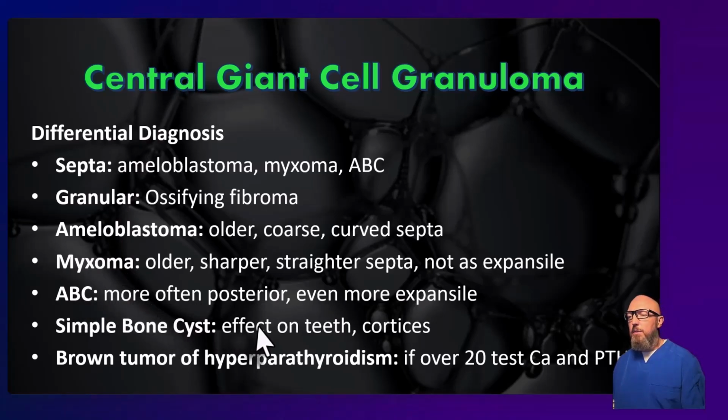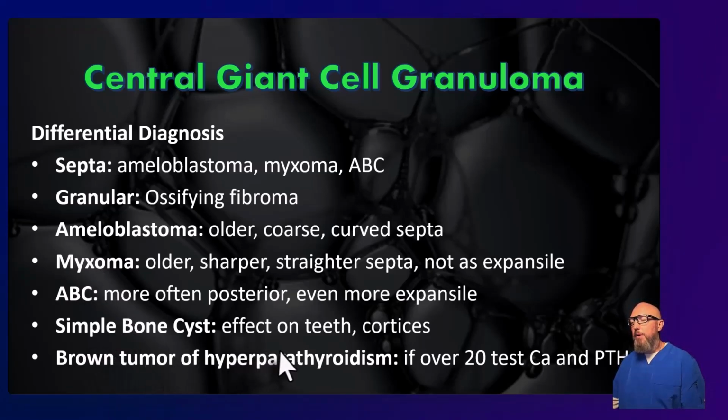Simple bone cyst, what's the effect on teeth? This is the big one that leaves the lamina dura intact, if you remember that. Most of these other lesions, most benign tumors, are going to resorb the lamina dura of teeth. And simple bone cyst tends to not be expansile at all, whereas the other ones are. Specifically ameloblastoma, CGCG, aneurysmal bone cyst, whereas myxoma and OKC are more kind of gently expanding along the bone without expanding through the cortex. All right, keep this point in mind.